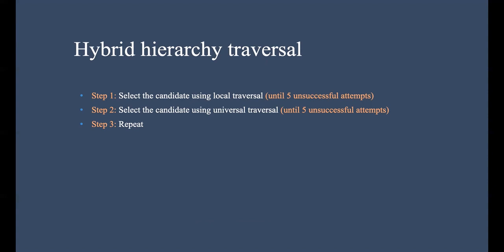We do this by looking at the number of consecutive unsuccessful attempts that we had. So if we pass 5 rules from either of these techniques to the annotator and they come back with a negative label, then we're going to switch to the other traversal algorithm. And that's how Darwin works at a high level.